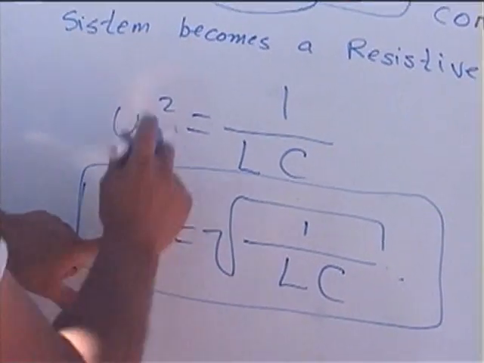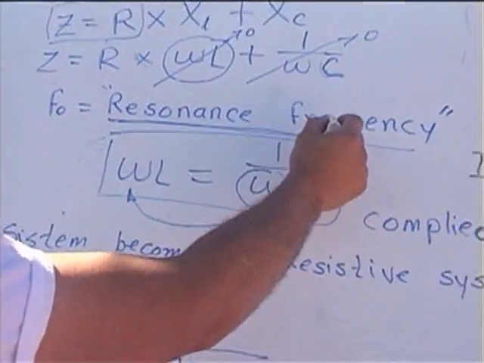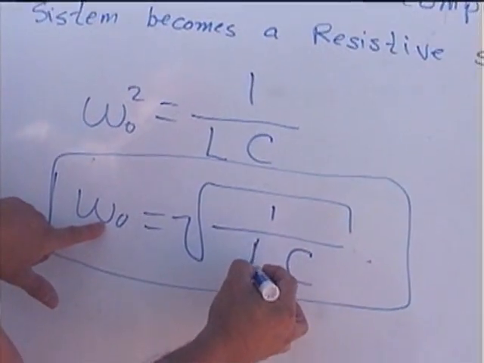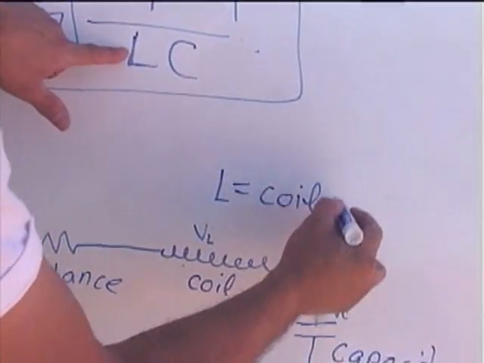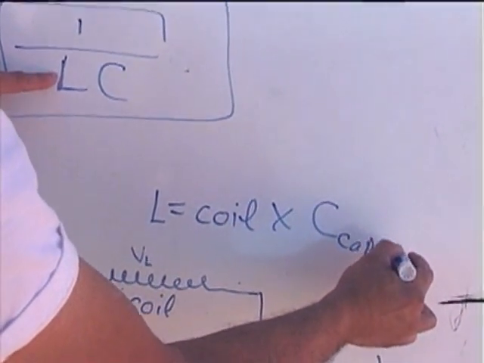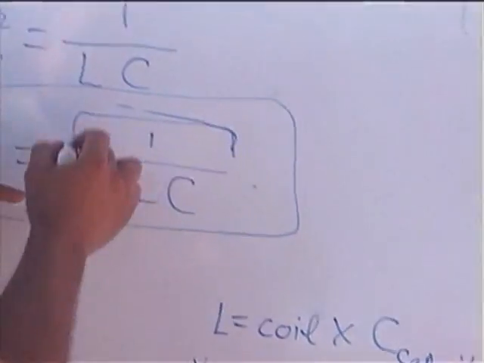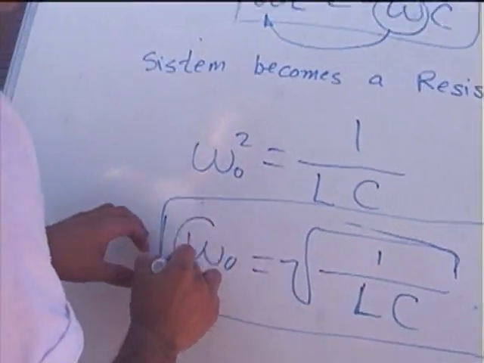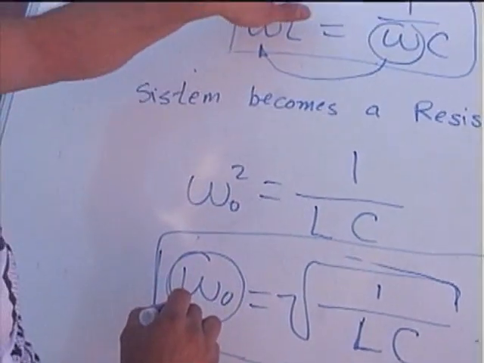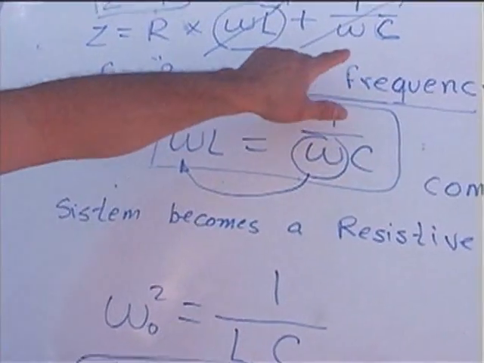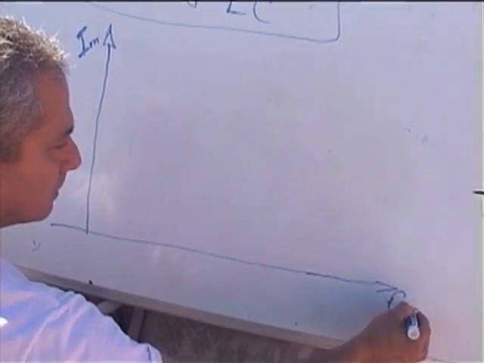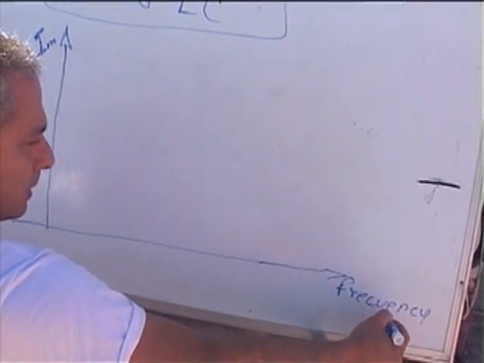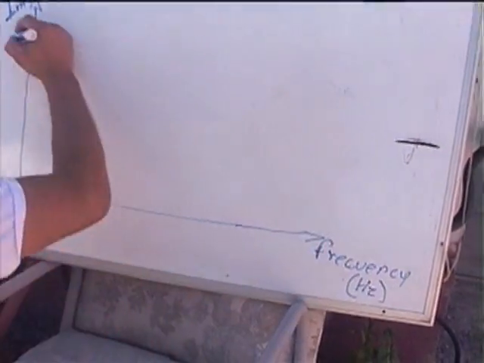This is the condition at resonant frequency, with the L of the coil and the C of the capacitor. Using this formula, we can find this value. If we can find this point, the resonant frequency, this is important. This is the current, and this is the frequency, in hertz.